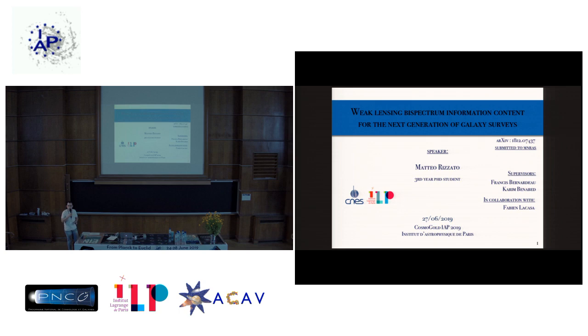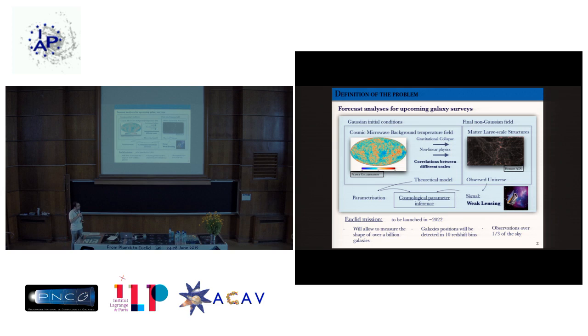So let's start. This is the context in which I'm working. As people have already extensively explained, we are trying to probe the late-time universe with the modern galaxy surveys, and we are interested in forecasting the analysis that these surveys will perform. In particular, when we probe the late-time universe, we have to deal with a non-Gaussian field, which is the matter field. This non-Gaussianity arises from the nonlinear evolution of the matter clustering.